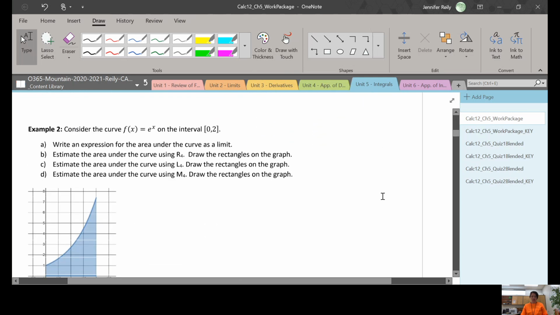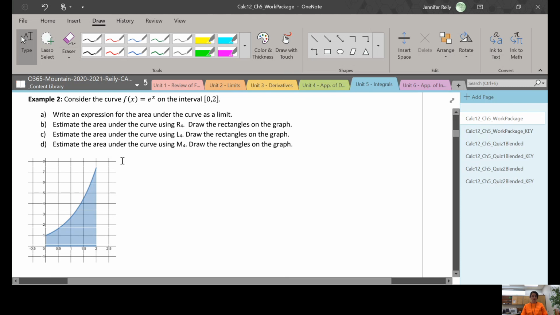Let's say we're looking at this curve e to the x, and we want to know what the area is under that curve. So we are going to draw some rectangles to do that. So first A, we're writing an expression for the area under the curve as a limit. So B, you can just write, we're not going to do a complicated one, you can make this more specific for the actual curve, but we'll just write limit as n goes to infinity of Rn, or limit as n goes to infinity of Ln. That'll be enough for us for now.